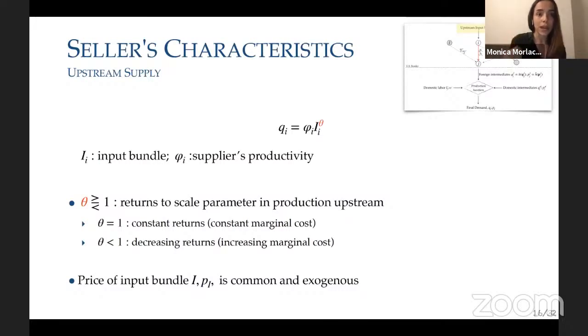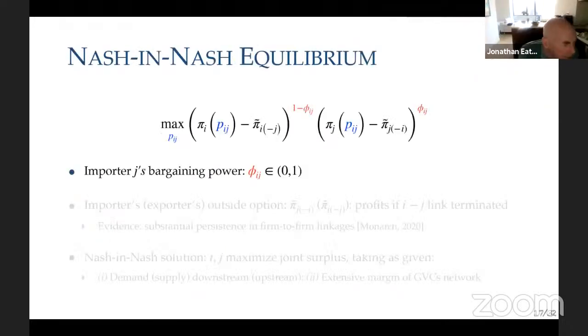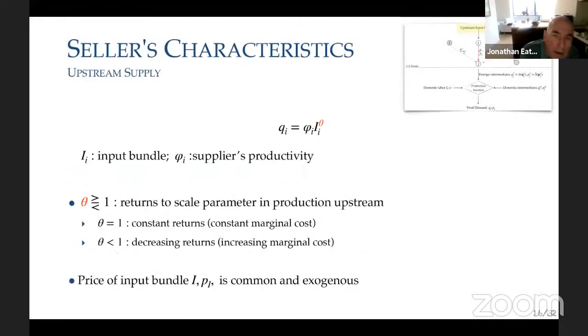The reason for which we allow for decreasing returns upstream is that buyer power plays a role in equilibrium as long as there are rents in upstream supply, and therefore as long as marginal costs are increasing. But again, I'm going to come back to that later. So there's a big asymmetry between the buyer's and the seller's production function.